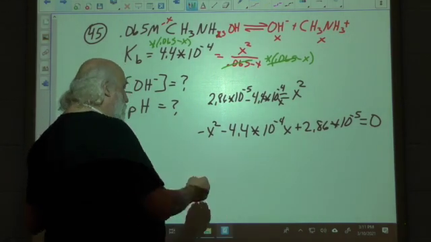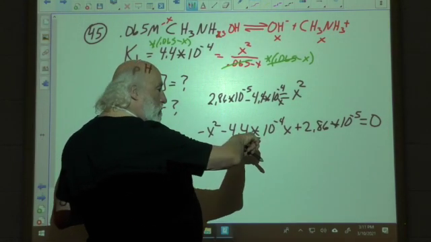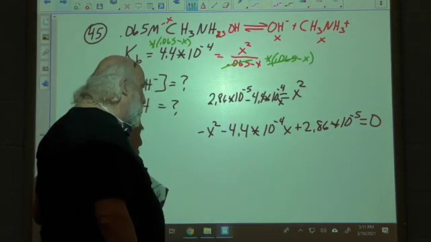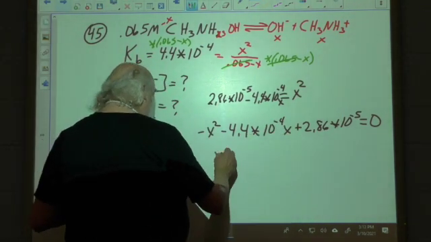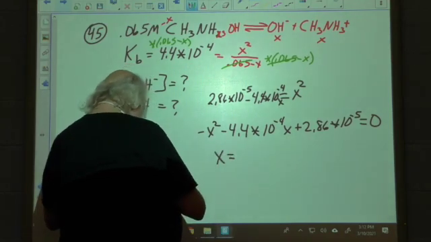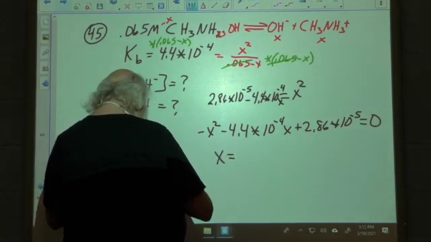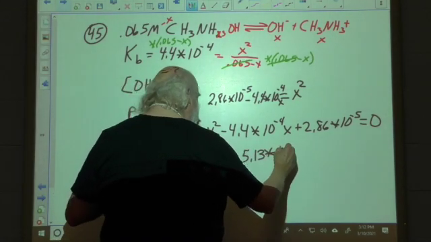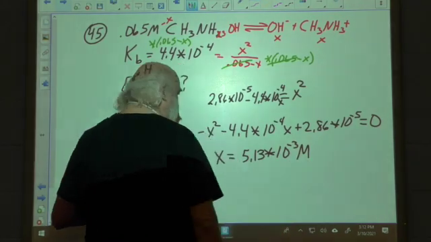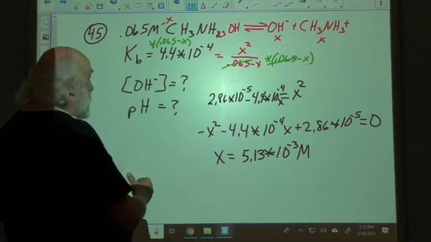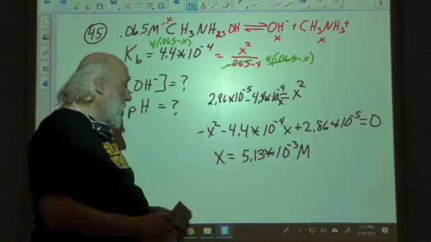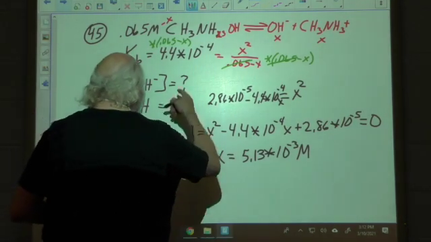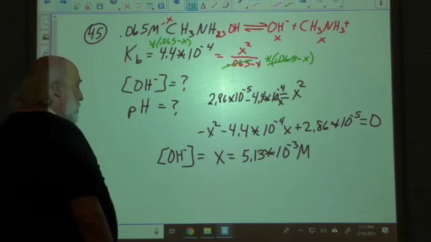Now hit quad form. A is negative 1, B is negative 4.4 E negative 4, and C is 2.86 E negative 5. You get two answers. One positive answer that you should get for that is 5.13 times 10 to the negative 3rd moles per liter. What is X? Hydroxide. So we've answered that question right there.